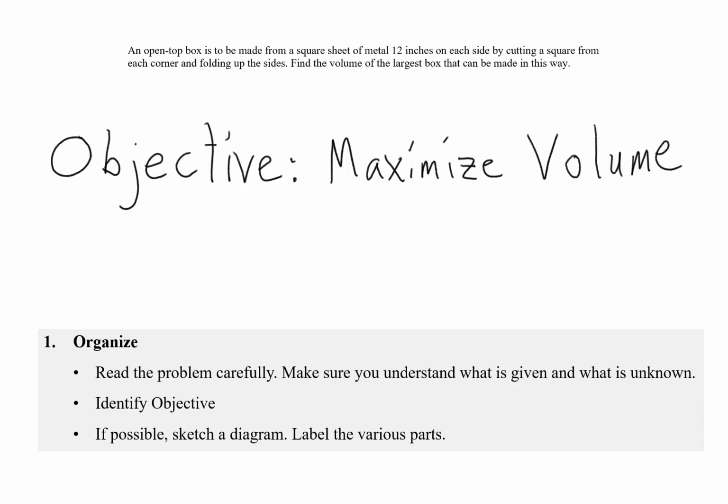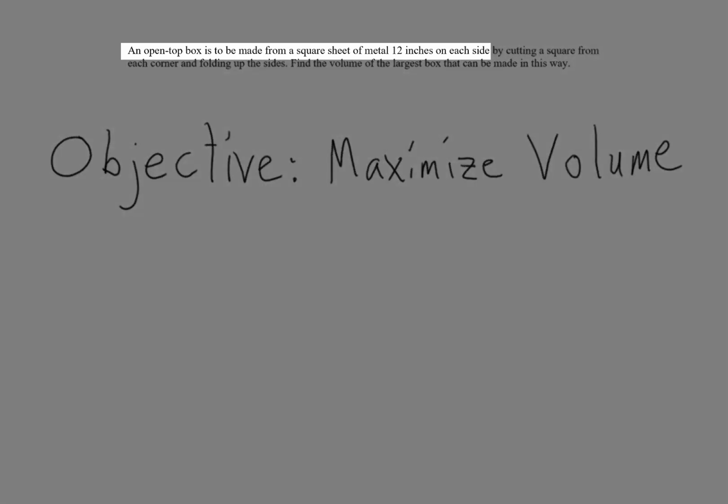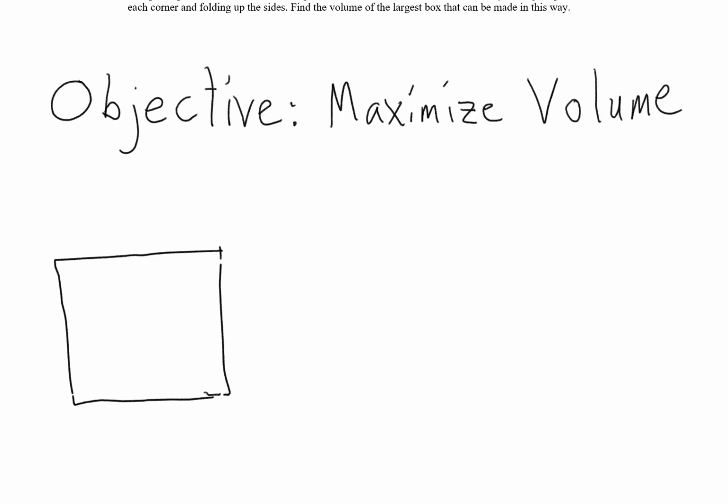So this one might seem a little abstract, and drawing this picture of the process of making this box will help us understand it much better. So it says an open top box is to be made from a square sheet of metal 12 inches on each side. Let's just stop there and draw that out. So there's my square sheet of metal, and they say it's 12 inches on each side. So 12 inches there, 12 inches there.